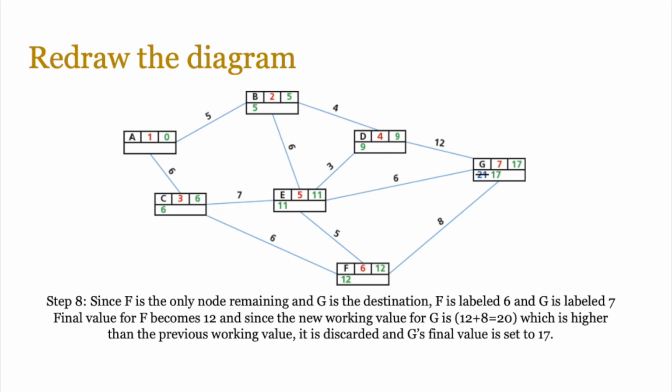Now since F is the last remaining node and G is the destination, we simply label F as 6 and G as 7. The final value for F is 12, and 12 plus 8 gives us 20, but we discard that since there's already a smaller value in the working value part, which is 17. So G is the 7th node with the final value of 17.